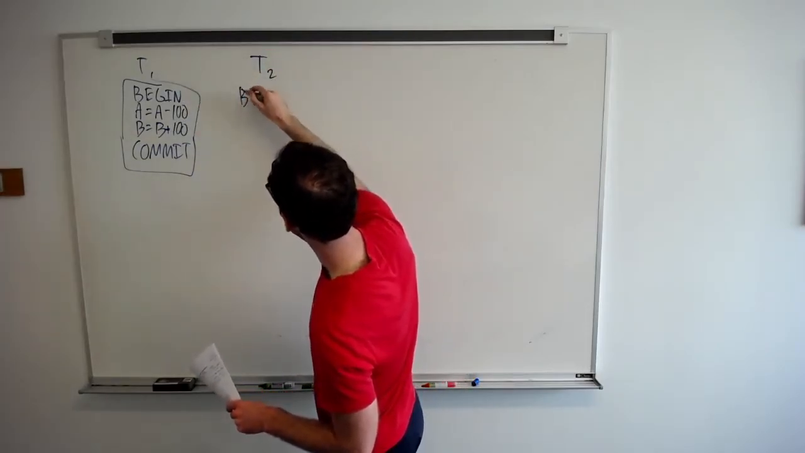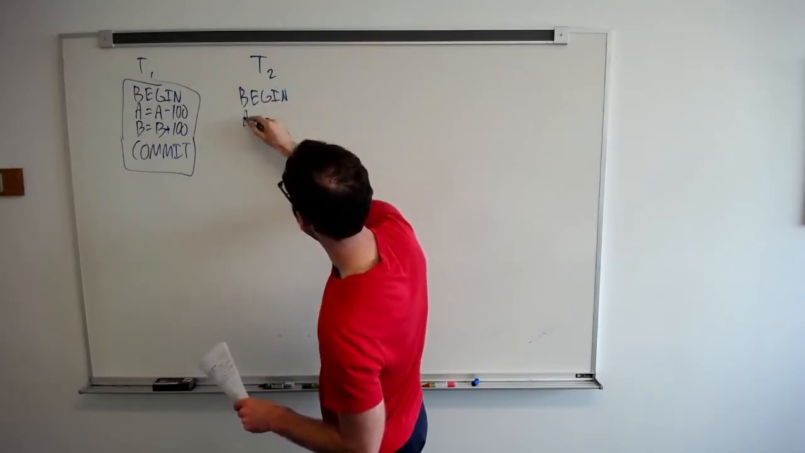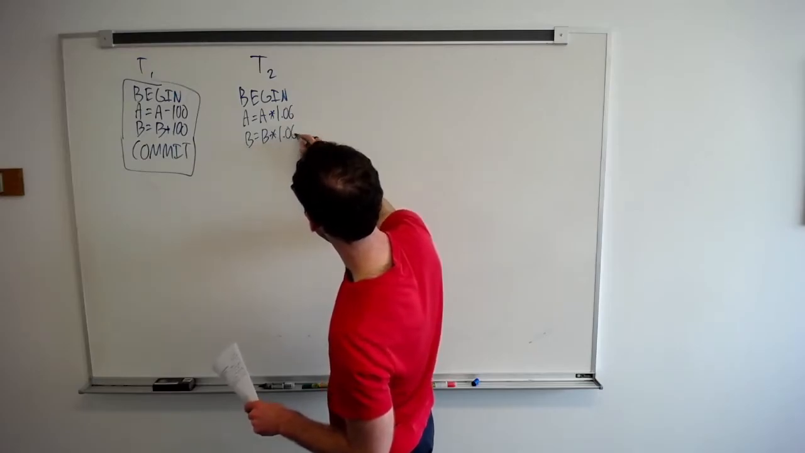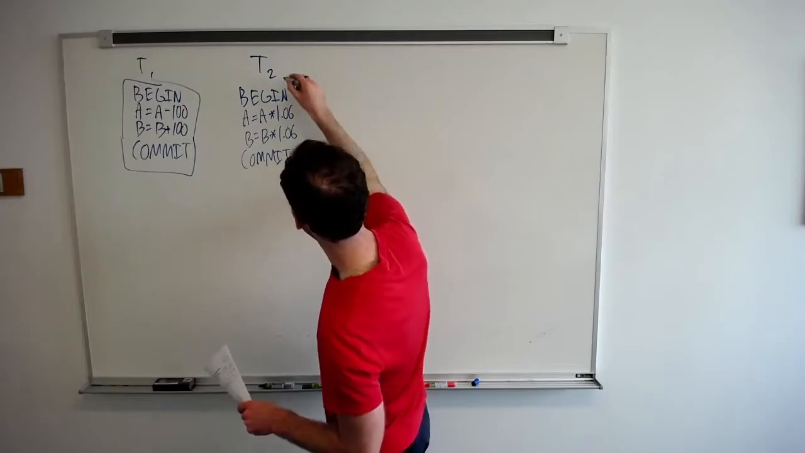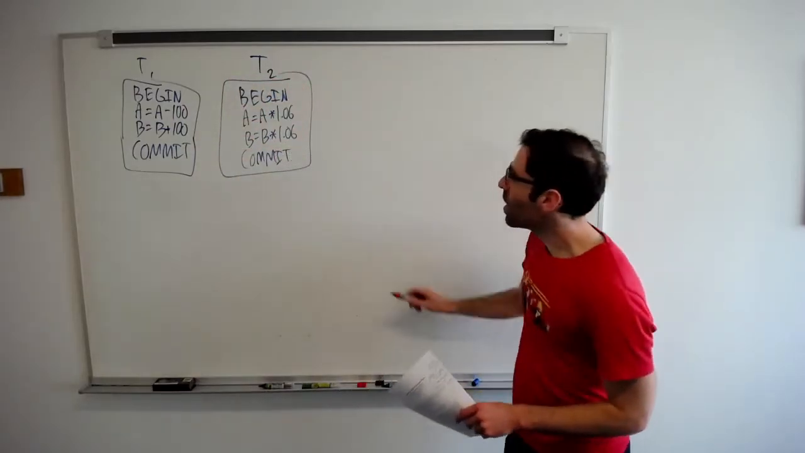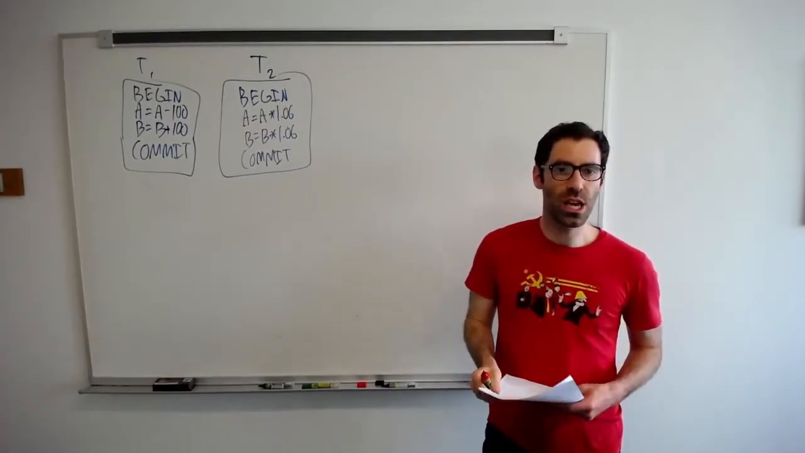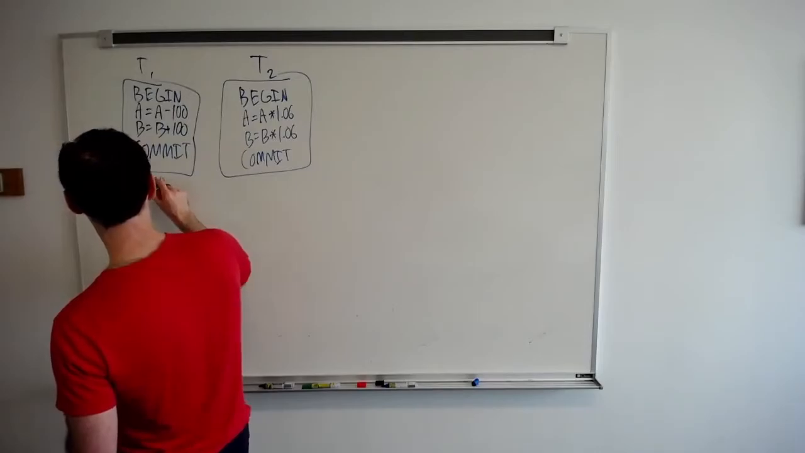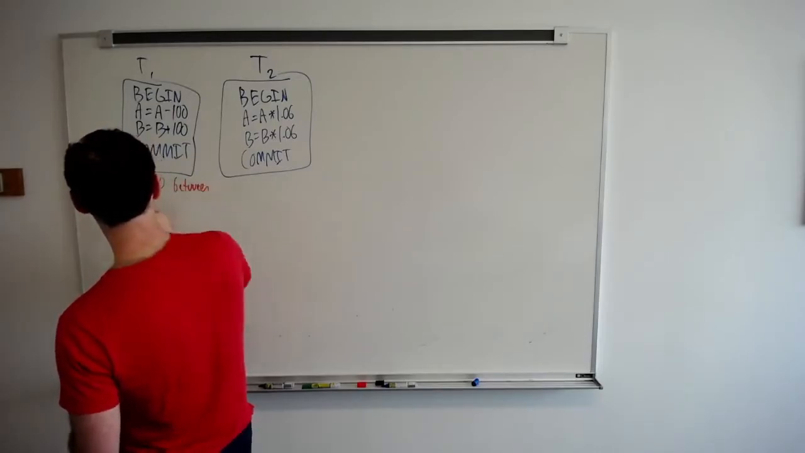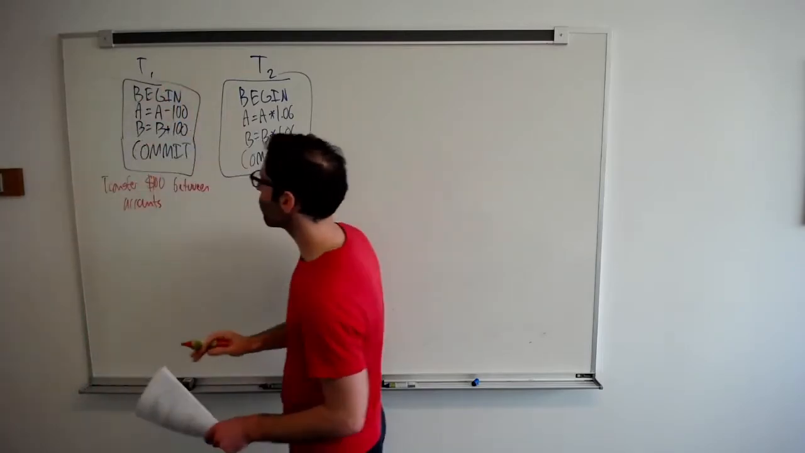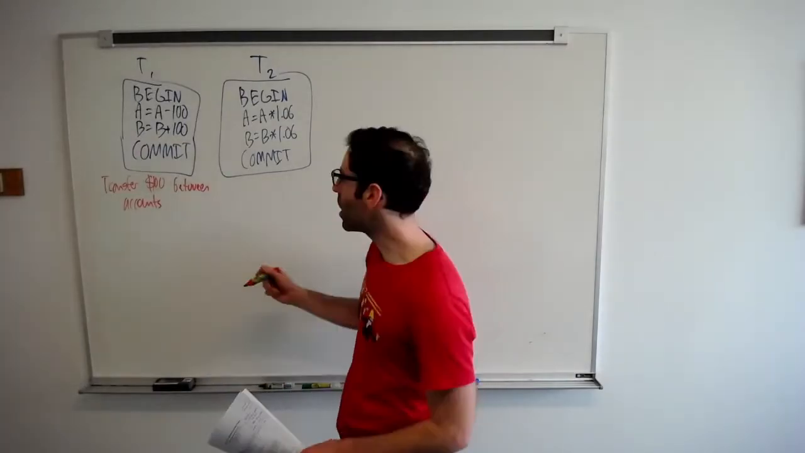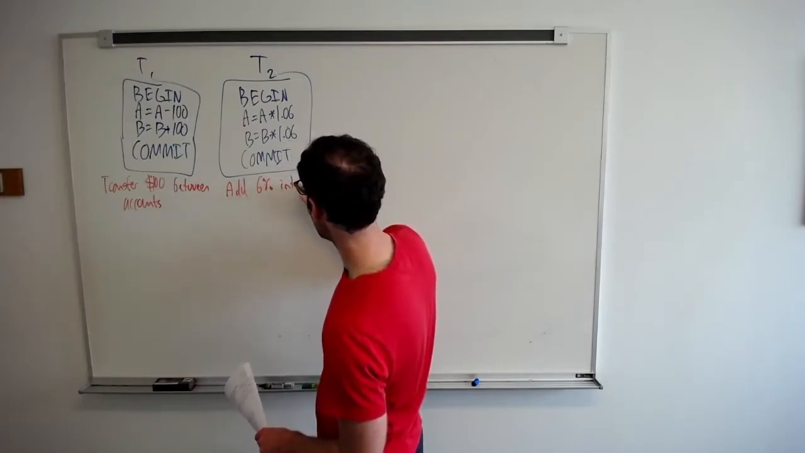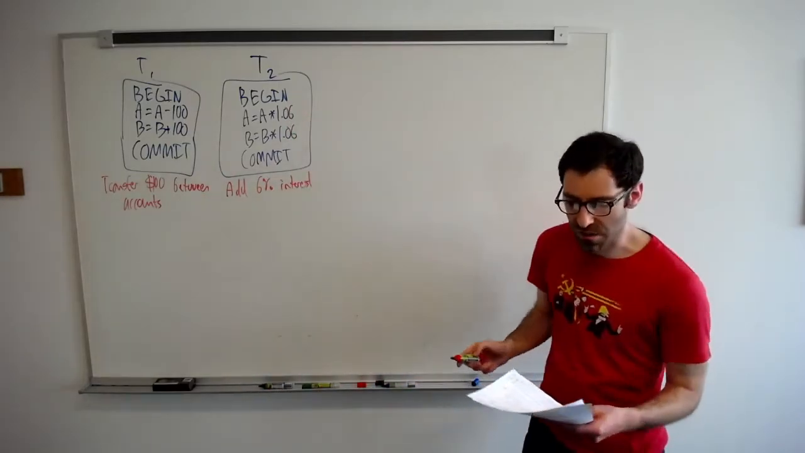And transaction 2: begin, and it will add 6% to each of A and B. We can think of transaction 1 as transferring $100 between two accounts, and transaction 2 as adding 6% interest to each of the accounts.